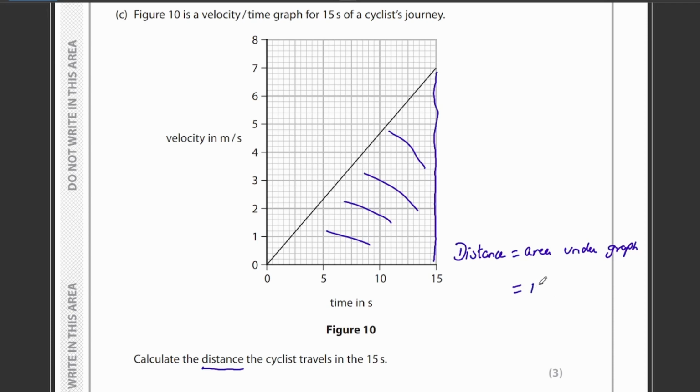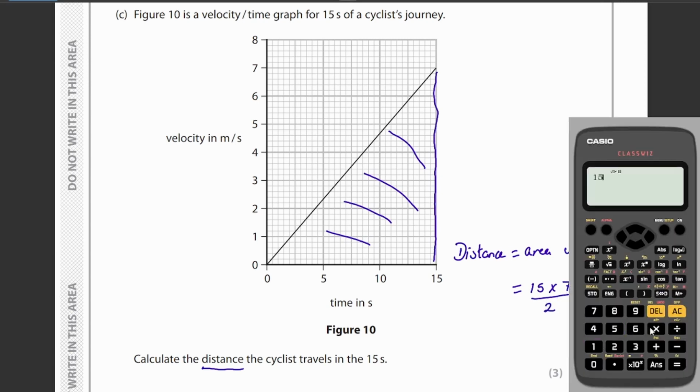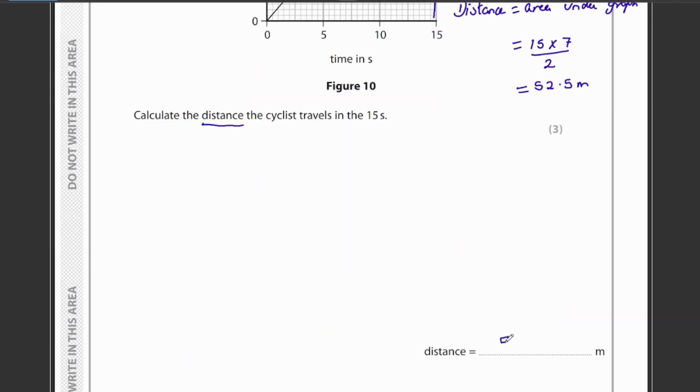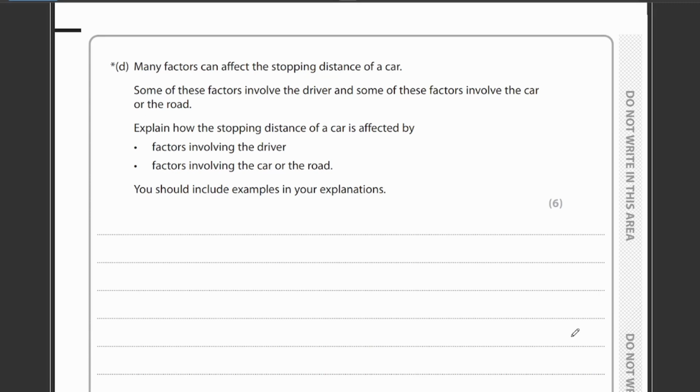So 15 multiplied by the height, which is 7, and then divided by 2. So 15 multiplied by 7, find the answer for that, which is 105. Then divide that by 2, which should give you an answer of 52.5. So 52.5 meters. Next question.